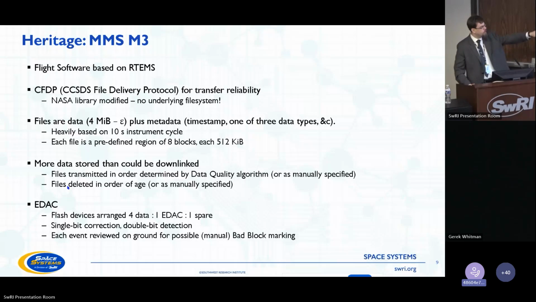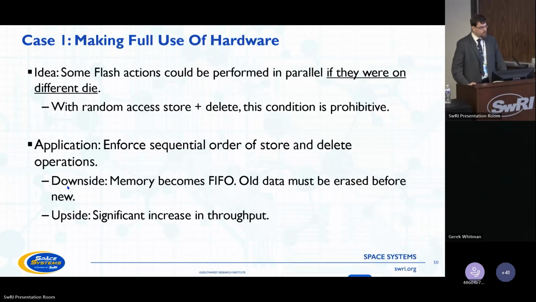We used device-level EDAC protection, single-bit correction, double-bit detection. And any bad block marking that would have happened had to be done entirely manually on the ground. So it was very, very low level, no file system at all. There was onboard processing for priority to determine which files were downlinked first. So the question I can ask from there is, what interesting cases did we encounter when building on this heritage?